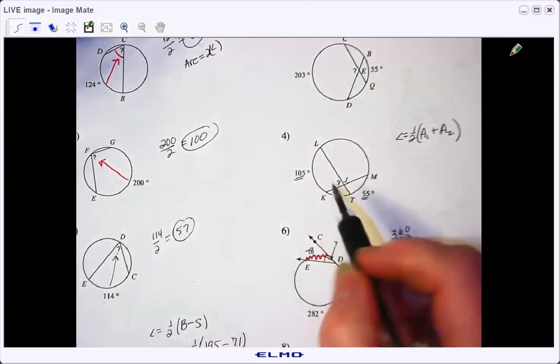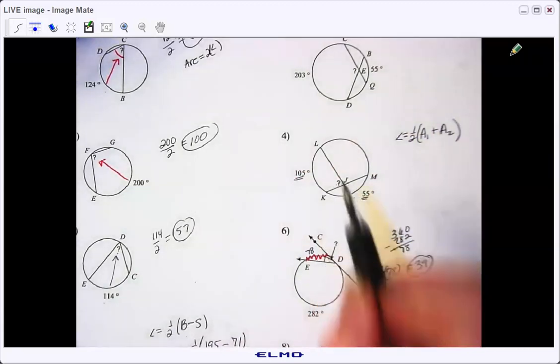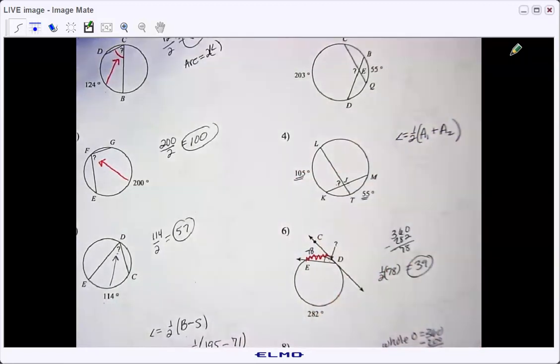And if you think about it, it doesn't matter if it's on this side or this side because they're vertical angles, and the vertical angles we know to be equal. So Dan has got it. Dalia, good.